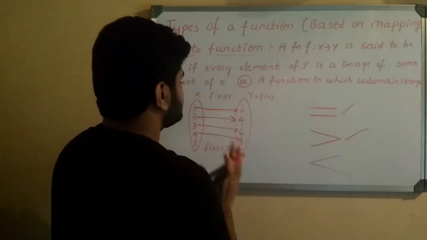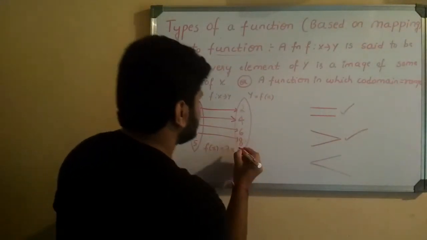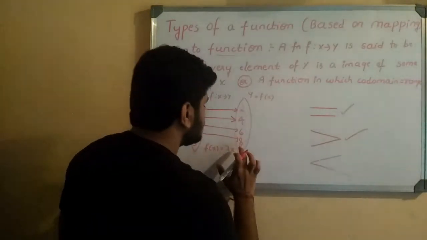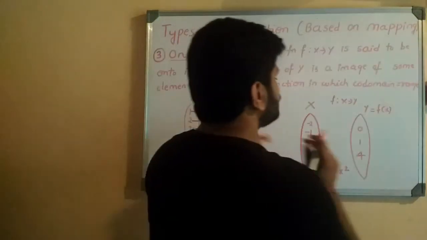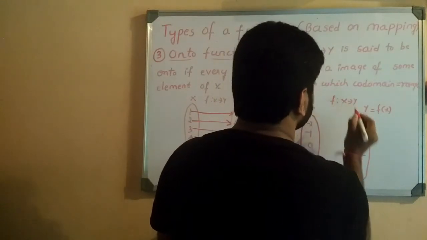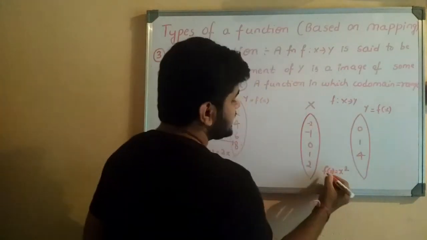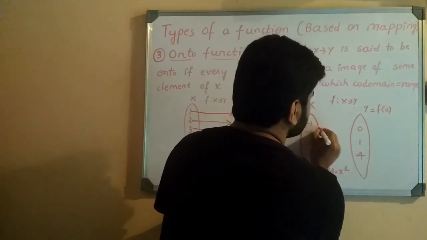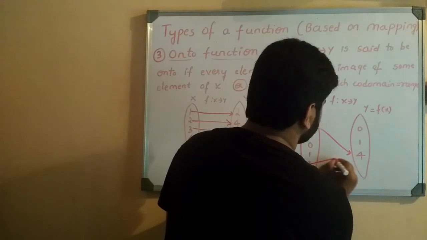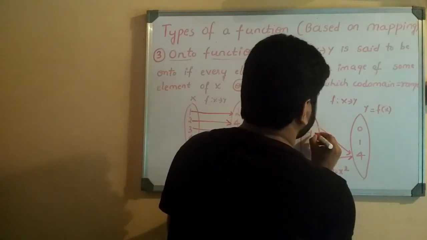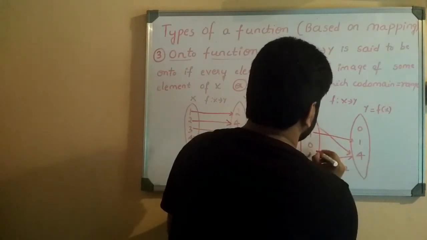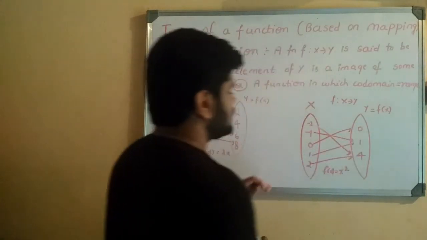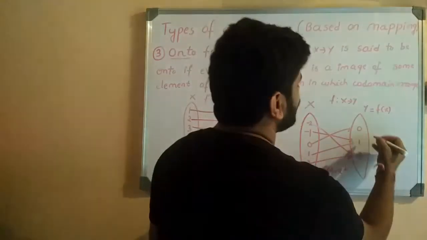So this is an onto mapping. If 9 is there, it is not involved in a mapping, so it is not an onto function. So if you take the mapping f from x to y, where the function is defined to be f of x is equal to x square, then the mapping is like this: minus 2 square is plus 4, plus 2 square is plus 4, and minus 1 to plus 1, plus 1 to plus 1, 0 to 0. So the mapping is like this. This is an onto function.